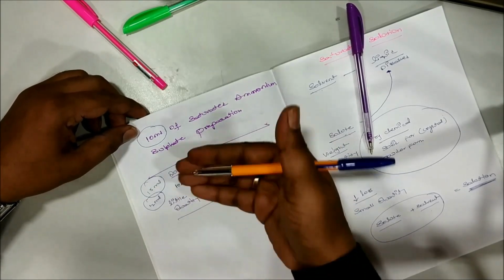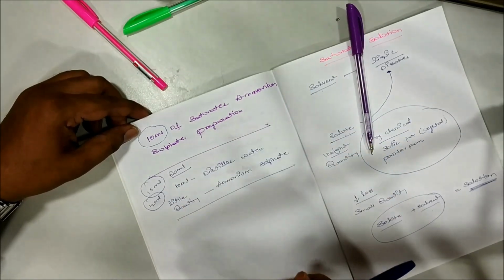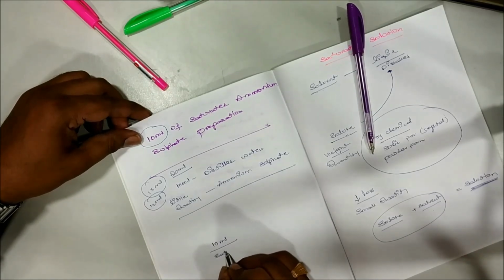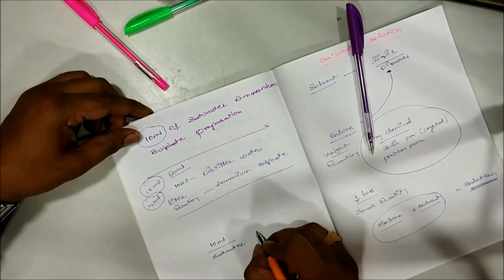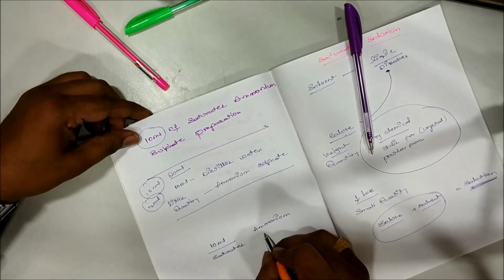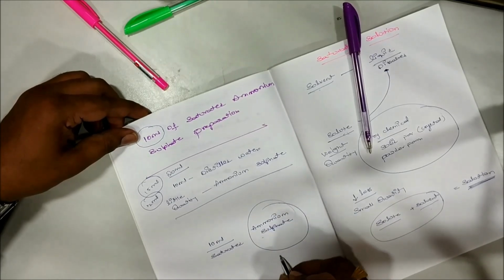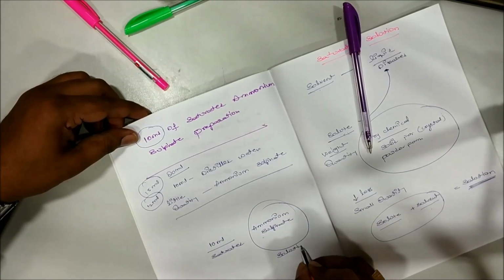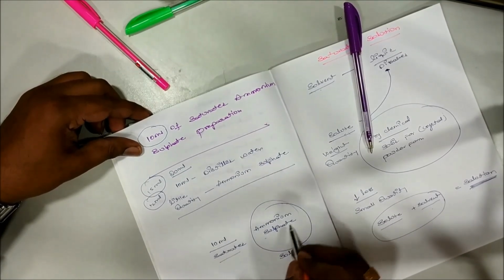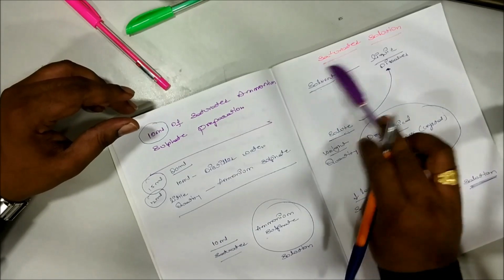Finally, at the end of the test, or at the end of the practical, or at the end of your procedure, you should have 10 ml of saturated ammonium sulfate solution. At the end of your procedure, you should have 10 ml of saturated ammonium sulfate solution. So how to prepare this saturated solution?